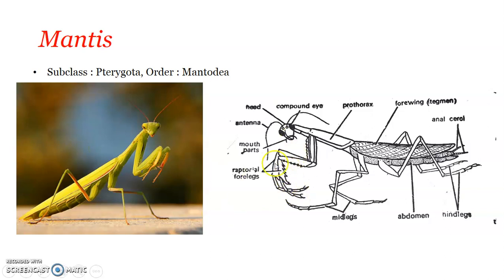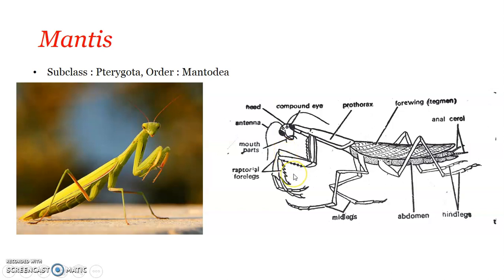Coming back to the raptorial legs, you can see they have these serrated, saw-like structures, so they can hold their prey in between. They hold in such a way that the prey cannot escape or move away. Then they are known as praying mantis because they keep on moving their raptorial forelegs in such a way that it seems like praying. It will hold the raptorial forelegs in front and then bring them down, and this kind of movement seems like praying. So that is why it is known as a praying mantis.